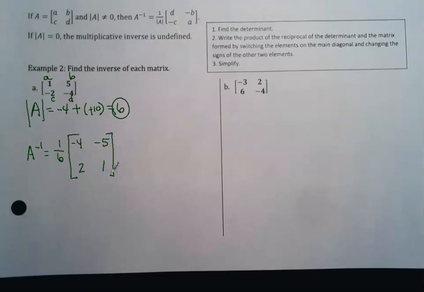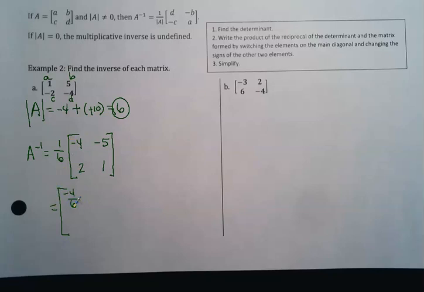Okay, so we have 1/6 times negative 4, negative 5, 2, 1. All right, remember to multiply, right? We have a scalar multiplication here. We're just doing multiplication. That 1/6 is getting distributed to every element. So 1/6 times negative 4 is negative 4/6.